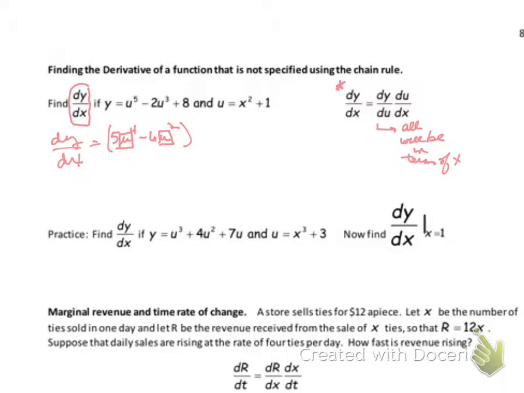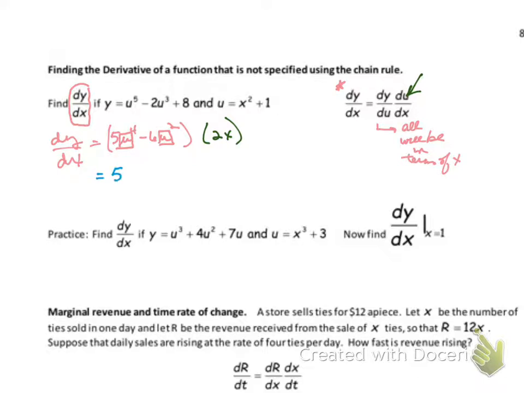Now let's do the second part of the chain. The second part is to find du dx. That's going to be just 2x. Okay, so let's clean everything up, bring them all together. This is what I'm getting.